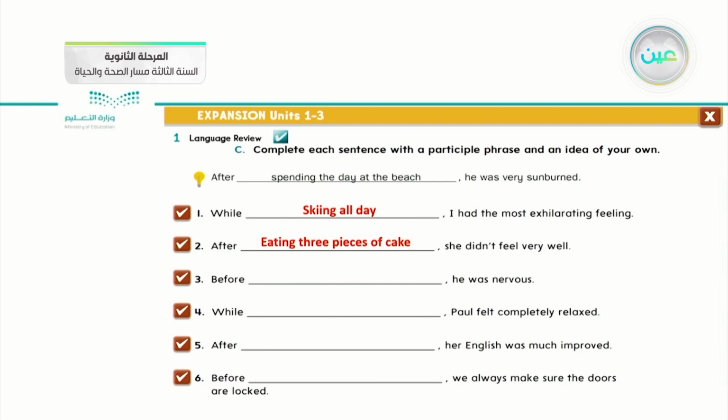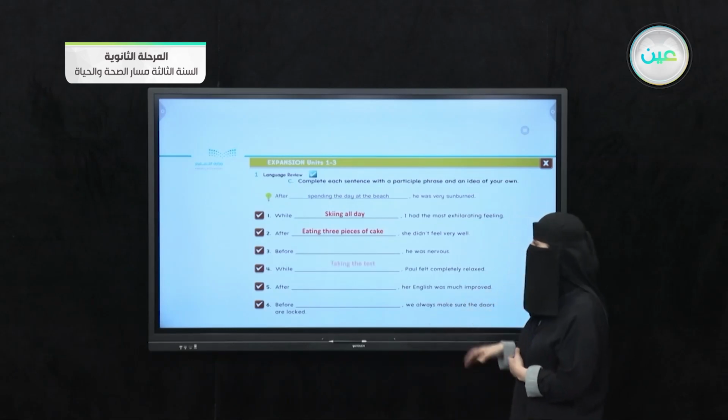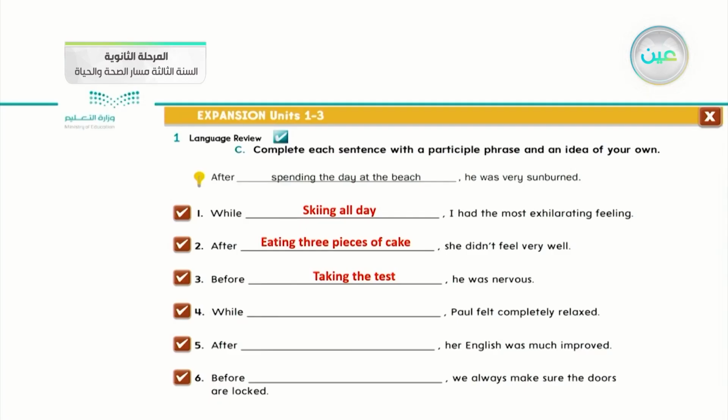Okay, number 3, before space, he was nervous. What do you think is suitable for that sentence? So before taking the test, what happened to him? He was nervous. Before taking the test, he was nervous. And number 4, while space, Paul felt completely relaxed. So what do you think it is? While giving his speech, Paul felt completely relaxed.